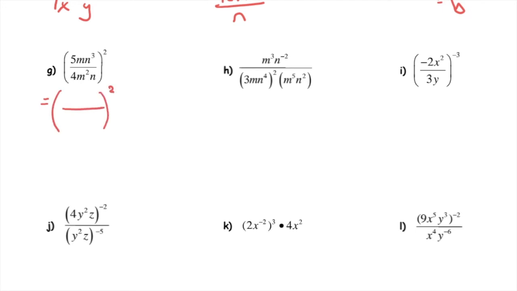Now, there's really not that much I can do with the 5 and the 4. That's just not a fraction that I can simplify. But I've got an m over an m squared. So I'm dividing powers, which means I subtract the exponents. So this will be m to the 1 minus 2, or m to the -1. And then I'm going to get n cubed over n, so n to the 3 minus 1, so n squared.